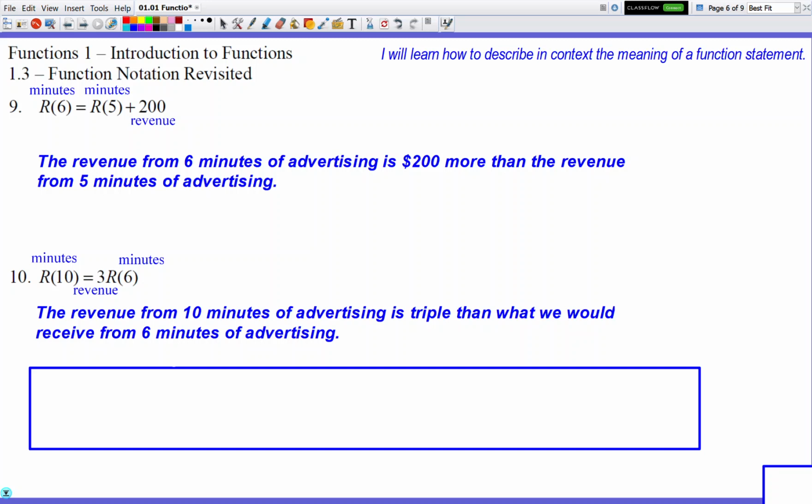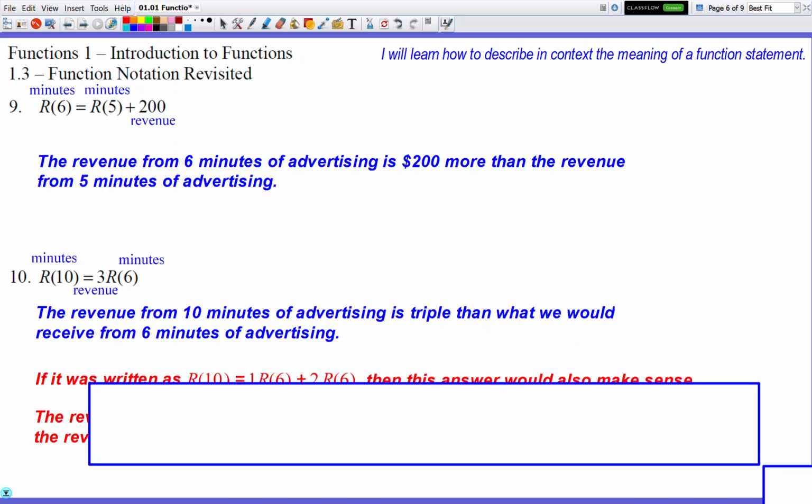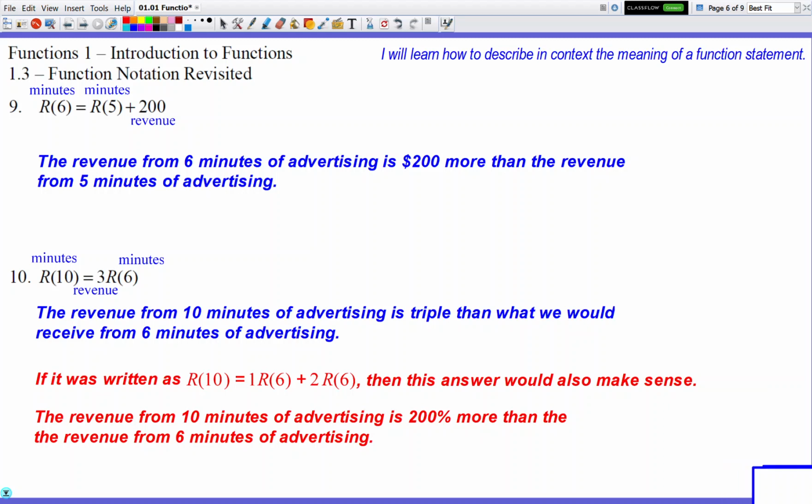Okay, so why is there another box over here? Let's see what's underneath this other box. I must have done something pretty important to put another box here, so it must relate to number 10. Let's see what I wrote. If the problem was written as R of 10 is equal to 1 times R of 6 plus 2 times R of 6, basically these are like terms. They both have R of 6 attached to them. So that's why 1 plus 2 makes 3.